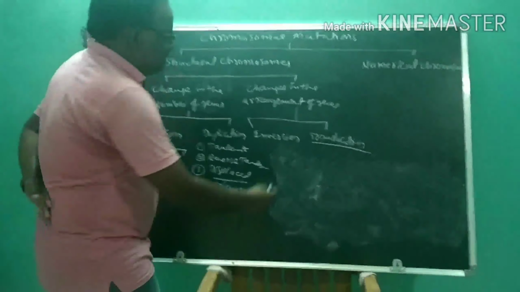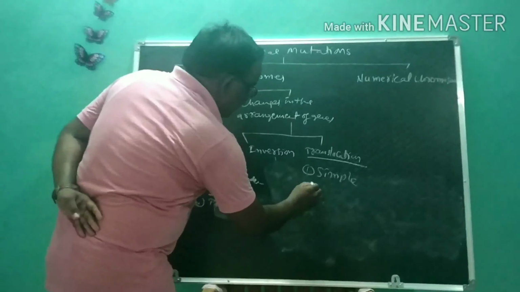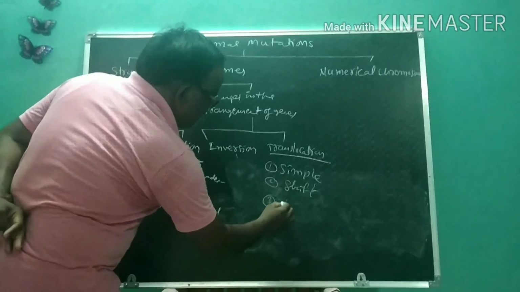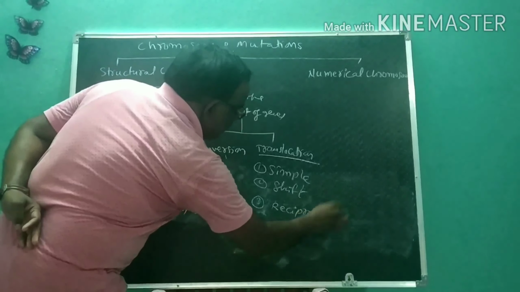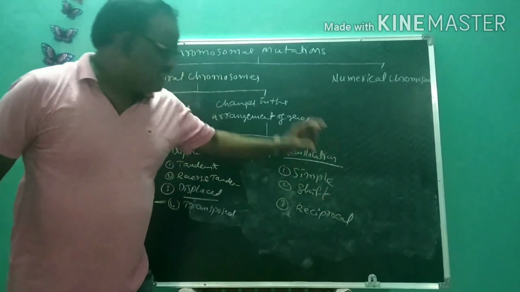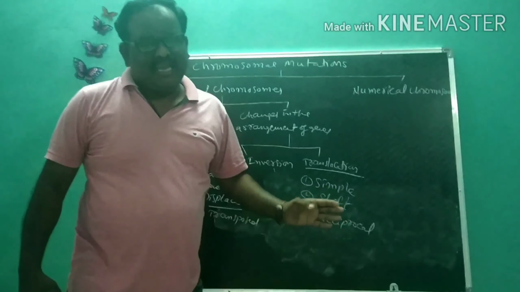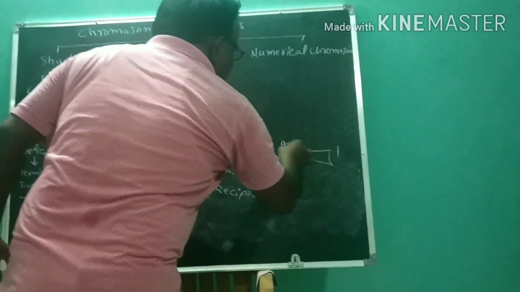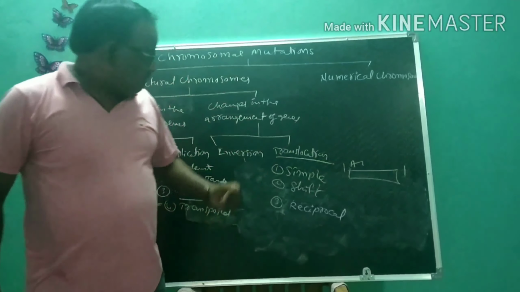Translocation has three types: simple translocation, shift translocation, and reciprocal translocation. Very simple, friend. Simple translocation means a segment or portion of a chromosome attaches to either side. For example, this is a chromosome with A, B, C. Attaching to this side or that side is called simple translocation.